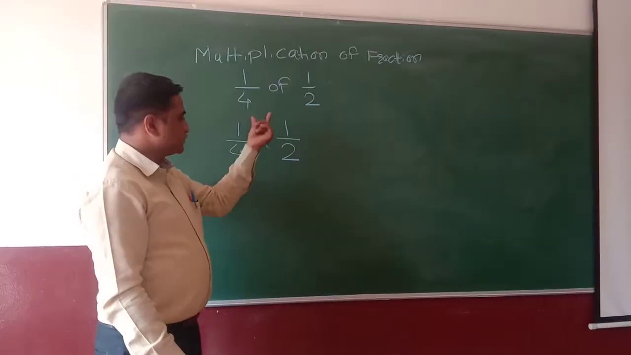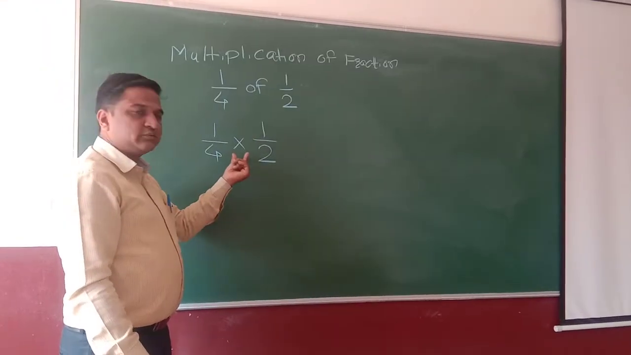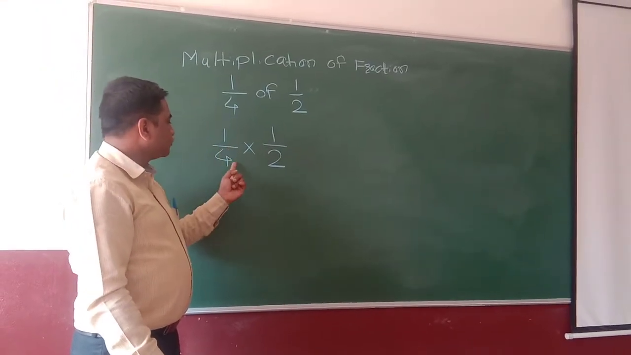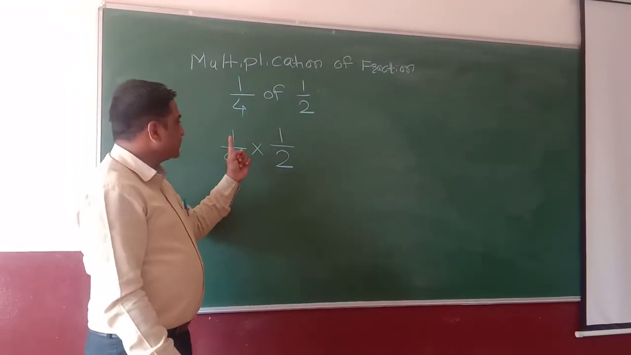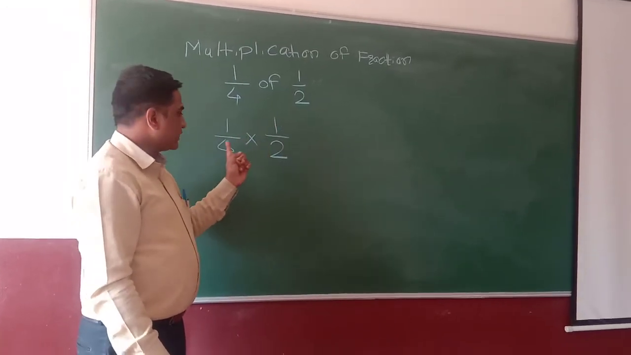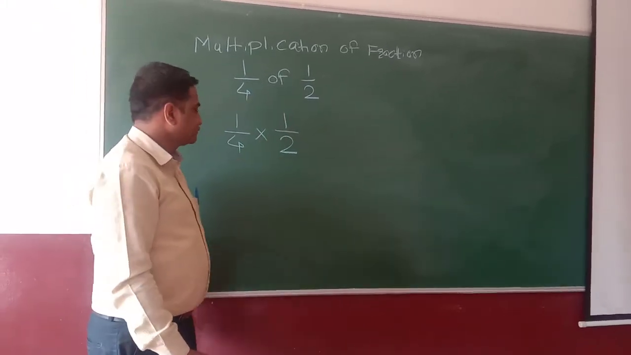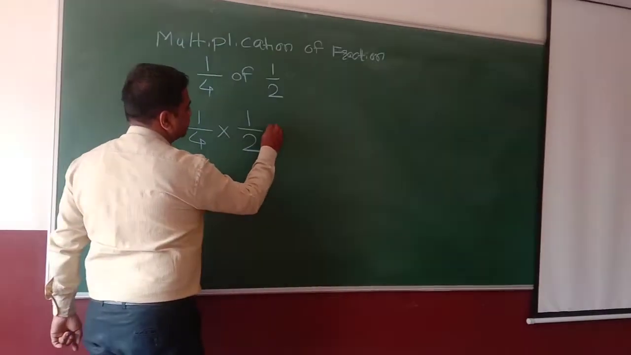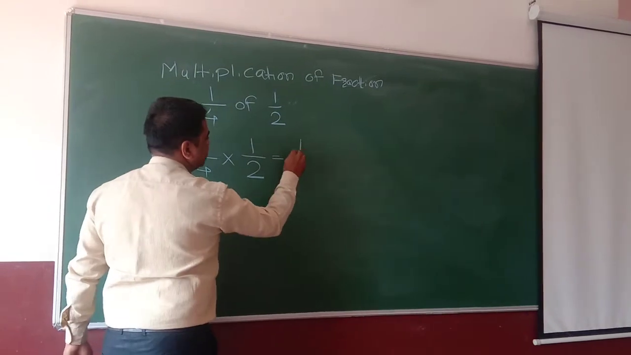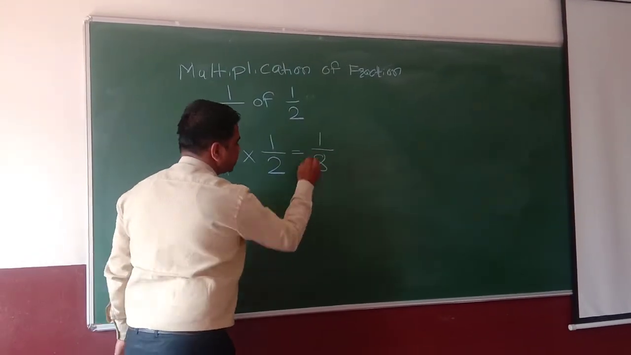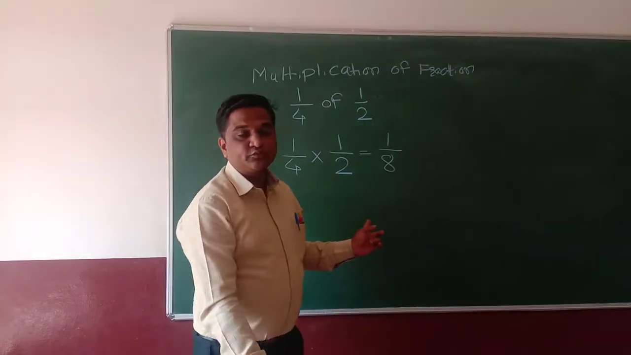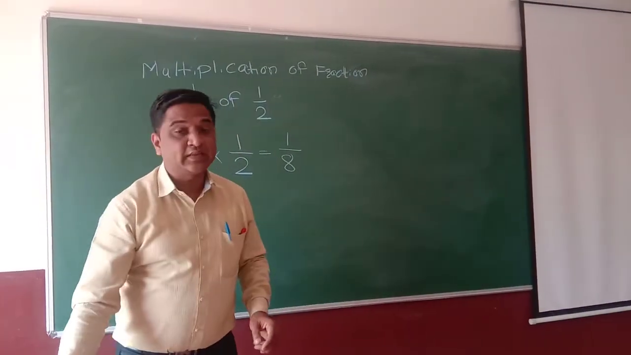When there is "of", we are changing "of" with the multiplication sign. So 1/4 of half. In multiplication of fractions, we are multiplying numerator with numerator and denominator with denominator. So if I multiply numerator with numerator, 1 multiplied by 1 will be 1, and if I multiply 4 with the 2, it will be 8. So we are going to prove this by doing an activity.